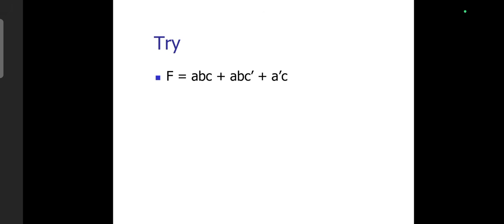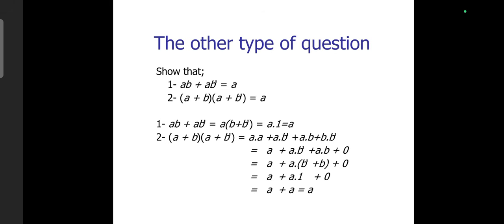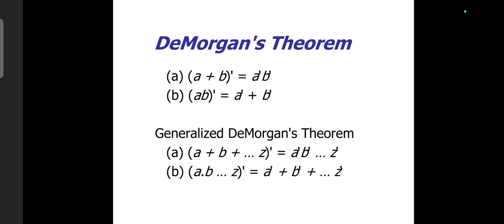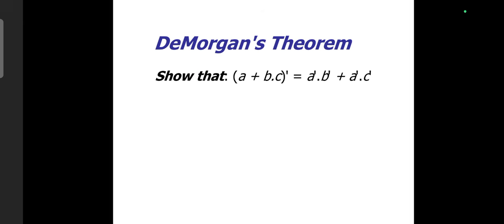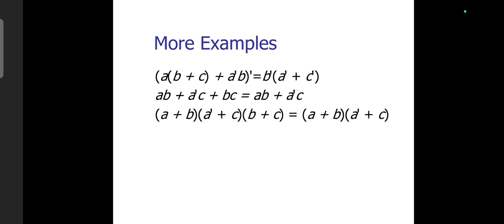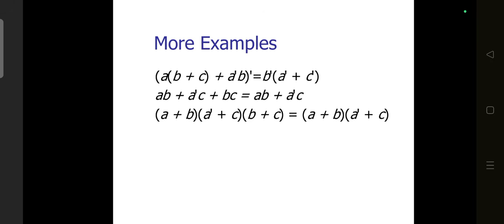So try this. This is another type of question, so you can also work out this question. These are some more examples, some more De Morgan theorems. You can work out all these examples to understand more about Boolean algebra.